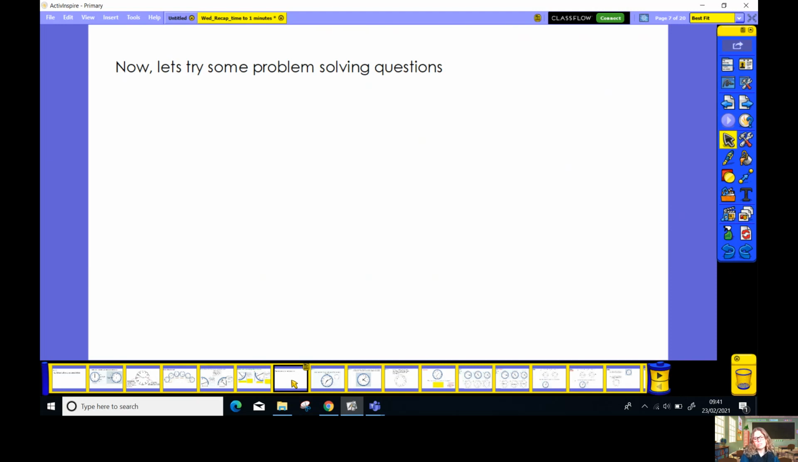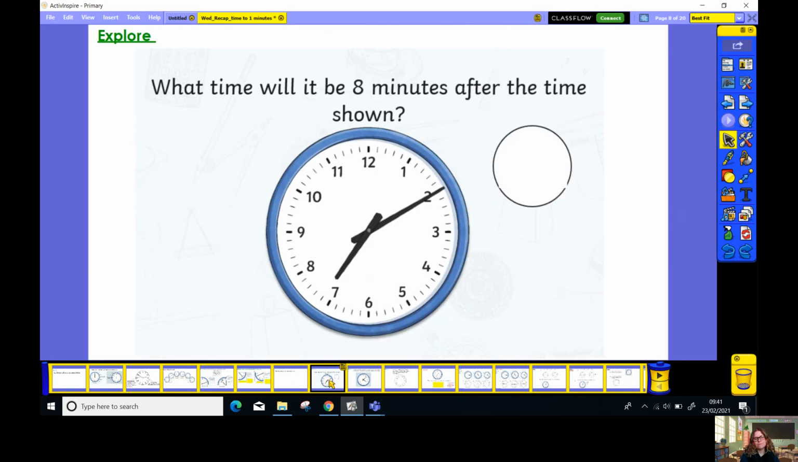Let's do some problem solving questions now. Now, here is a clock and it's showing a time. First of all, work out what time it's showing. That's right, it is showing 10 minutes past 7.